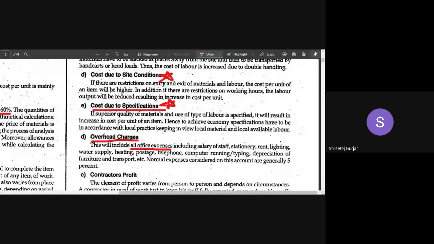So you require furniture, and transportation and allowances you give for your engineer. All of these costs are included in your overhead charges. So these are to be included in overhead charges. All of these are named over here. You can read.